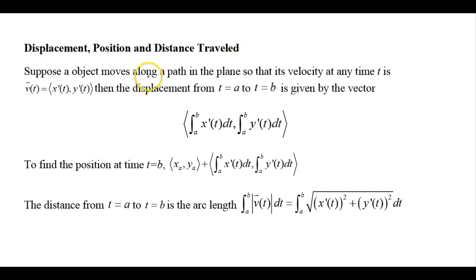So we're going to suppose an object moves along a path in the plane so that its velocity at any time t is given by v of t equals x prime of t, y prime of t. So we have this vector-valued velocity function. To find displacement of that object from time a to time b, it's given by the vector: the integral from a to b of x prime of t dt plus the integral from a to b of y prime of t dt.